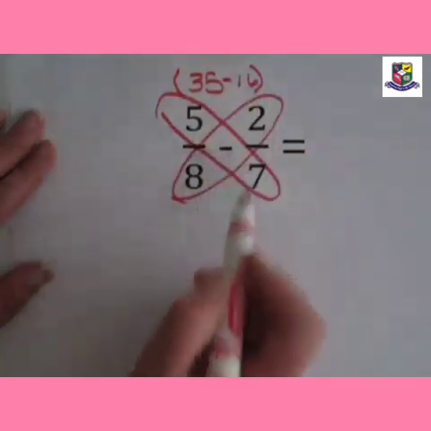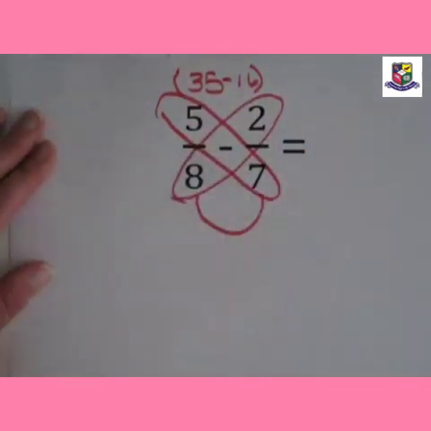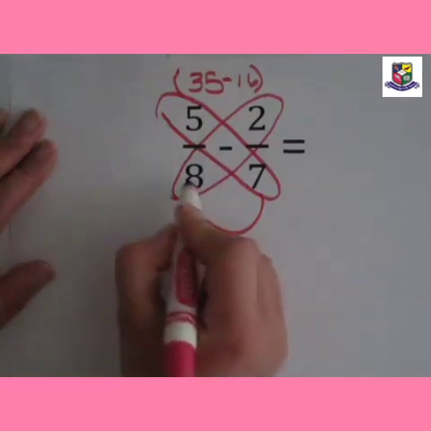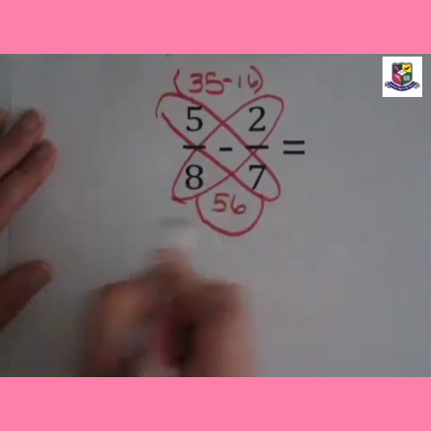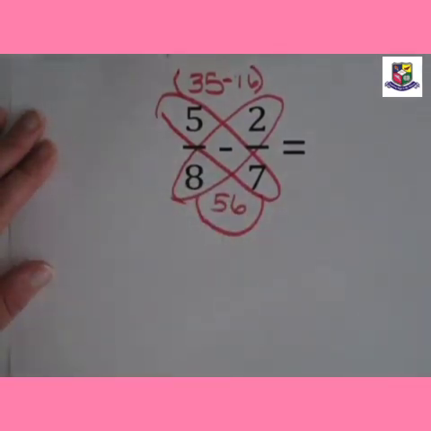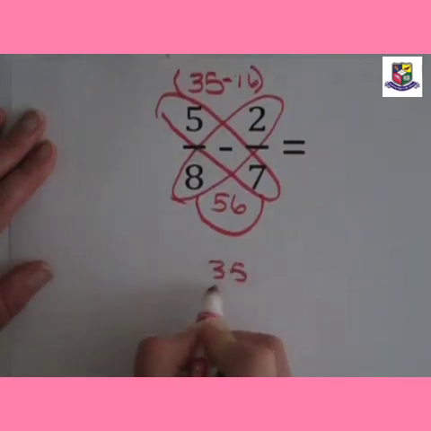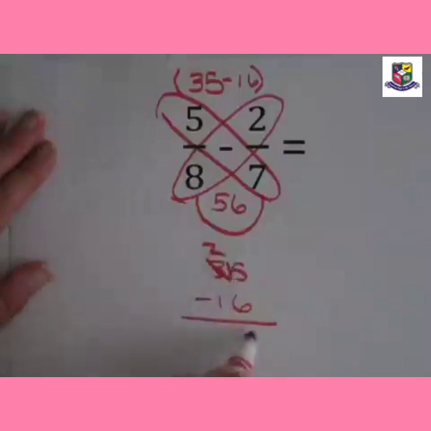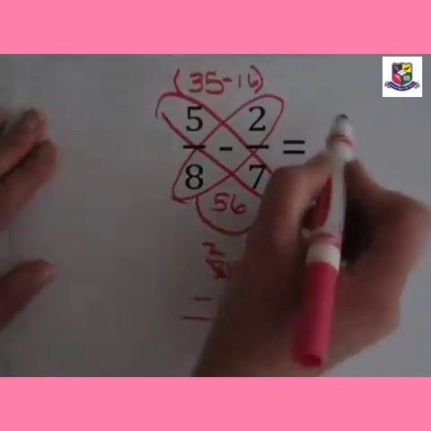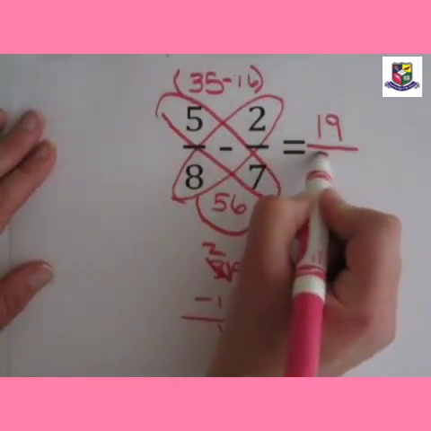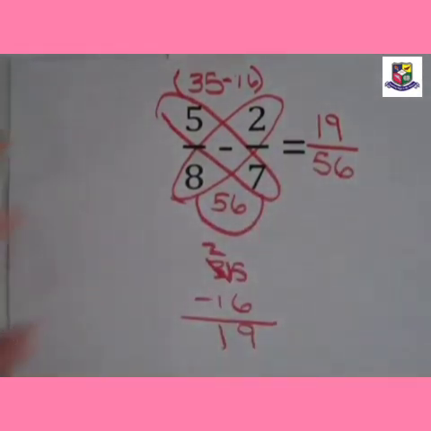Now we have to multiply 8 by 7. We write here 56. Now we have to subtract 16 from 35. So 35 minus 16, what we'll get here? We write over here 15 minus 6, 9 and 1, 19, and down denominator is 56. So we'll get our answer here 19 by 56. So this is the subtraction of unlike fraction. Any method you can choose to do this subtraction.